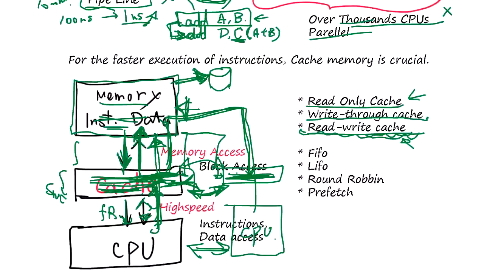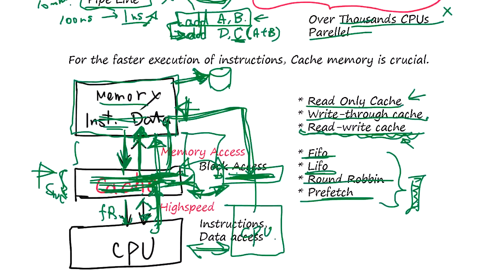And for this cache, which block of data you're going to stage depends on the algorithm. There are many algorithms: FIFO, LIFO, round robin, and prefetch. There are many techniques used. For the details you have to go through the computer book, but those are architecture.